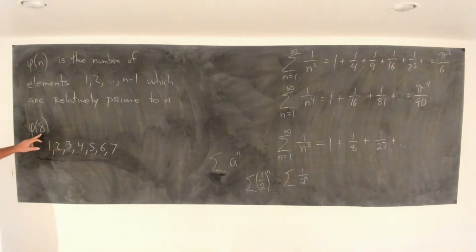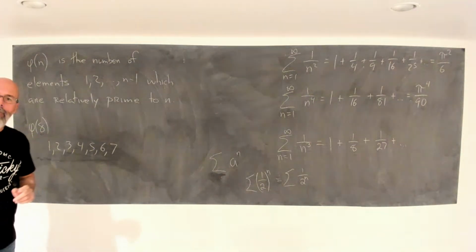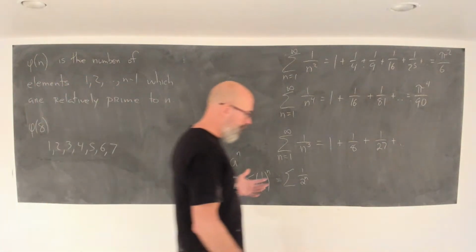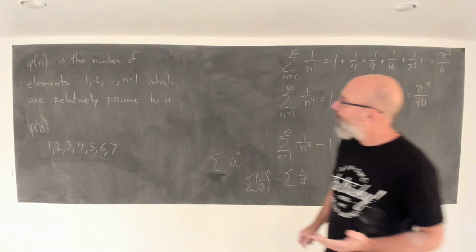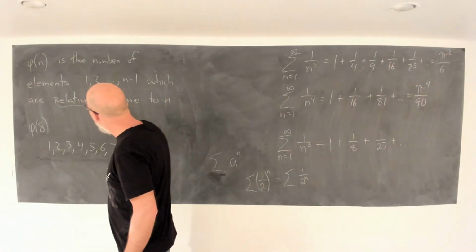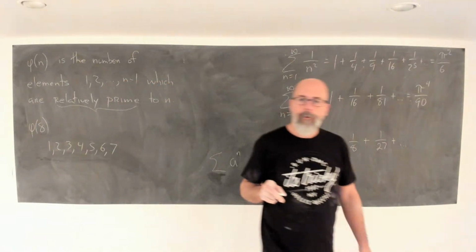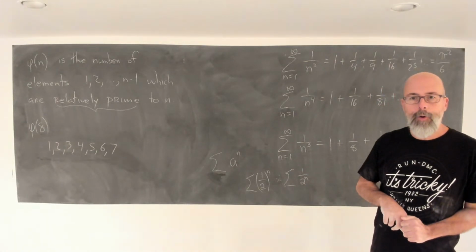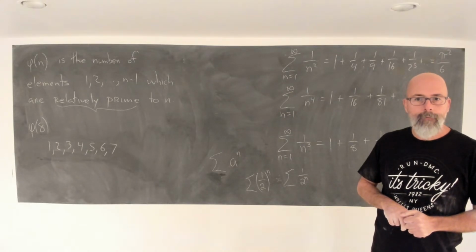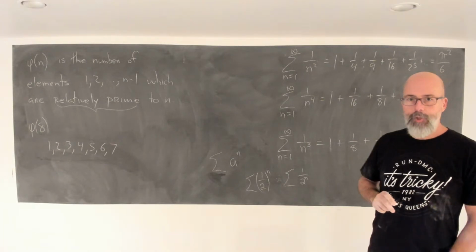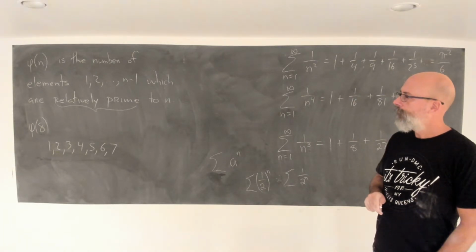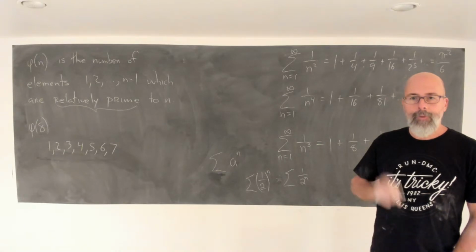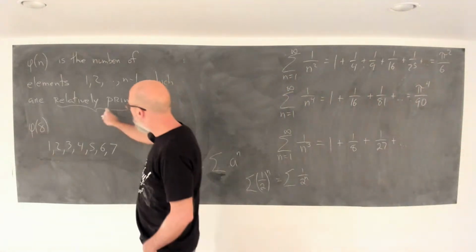Which of these numbers are relatively prime to 8? That's the question. What does relatively prime even mean? We gave a definition of relatively prime, right? Elements A and B are relatively prime if what? It's a good midterm question. This could come up on the midterm. What does it mean to be relatively prime? Does anybody know? The GCD is 1. Thank you, Lilia. GCD is 1.